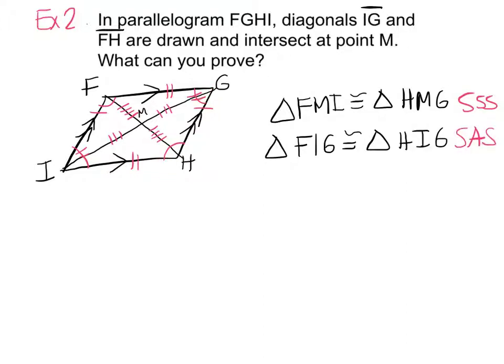And then there are little things I can prove too, like I can say that angle F is congruent to angle H, and that's just by property of parallelogram. I could say that angle 1 is congruent to angle 2. Those are vertical angles. A parallelogram has a lot of triangles in it that could be proved congruent, along with all these other sides and angles. So this should be a long list. See if you can come up with 2 more.